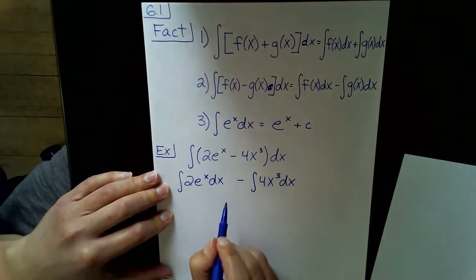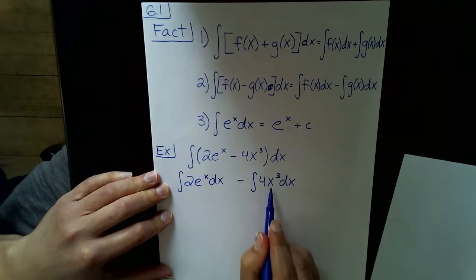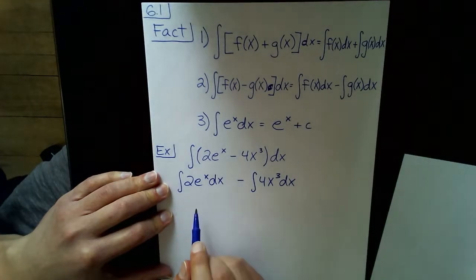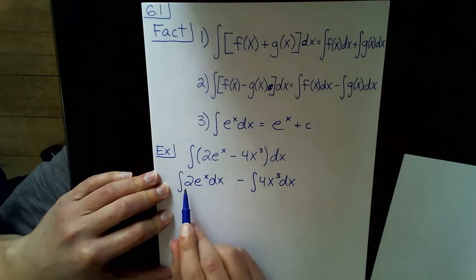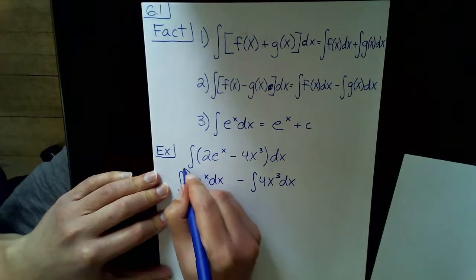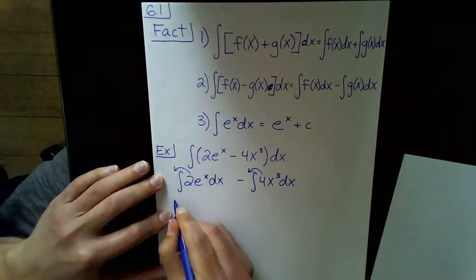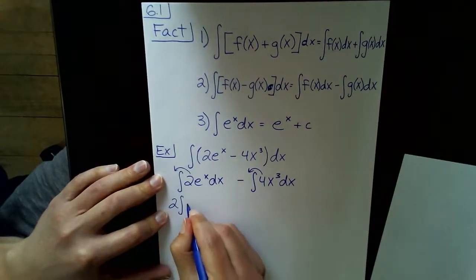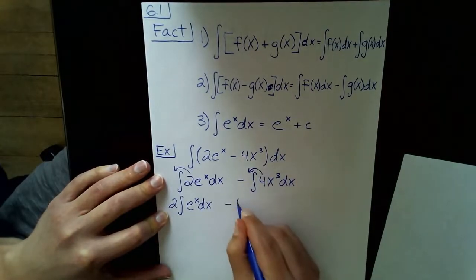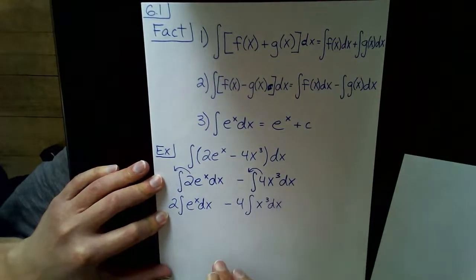At this point, notice that we now have constants that are being multiplied inside of each antiderivative. We'll talk about how to leave those inside in probably a few examples from now. But as of right now, we still want to take them out of the integral. So we will pull the 2 out and the 4 out, giving us 2 times the integral of e to the x dx minus 4 times the integral of x cubed dx.